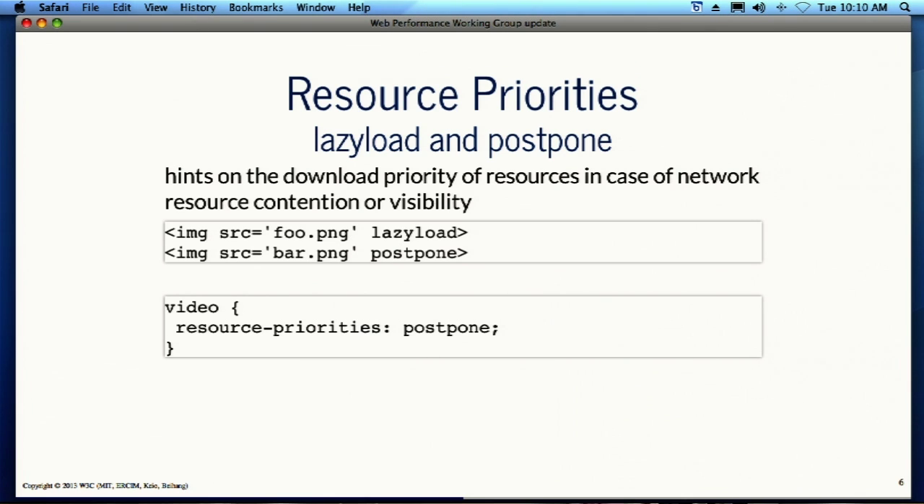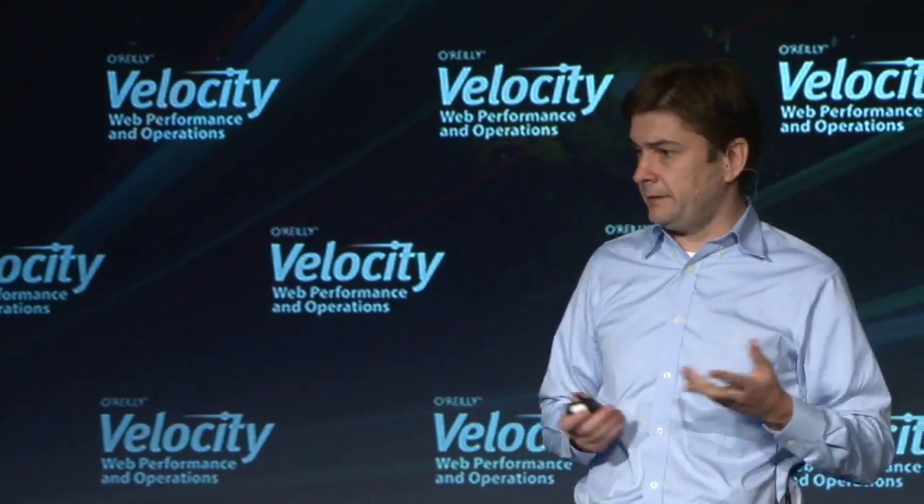And we're going to publish the first public working draft for that this week. But the editor's draft is available on the web as well. So the first one is lazy load, and that's based on network. Basically, if the network is too busy, the fetch of the resource is going to be delayed until the network is available for it.